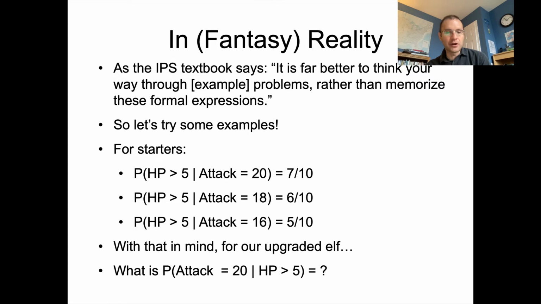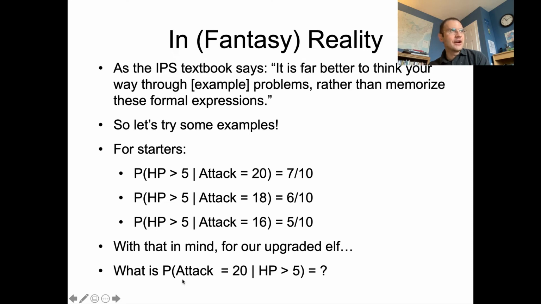So with that in mind, for our upgraded elf, what is the probability of the attack being 20 when the hit points are greater than 5? This is where Bayesian statistics becomes fun, is that you can go backwards in time with them. To a certain extent, we've set up a scenario here where we change the conditions and have different outcomes on the basis of those changes of conditions. But here we're going to look at the outcomes and try to figure out what the conditions were for that. And we can do this with Bayes' theorem.